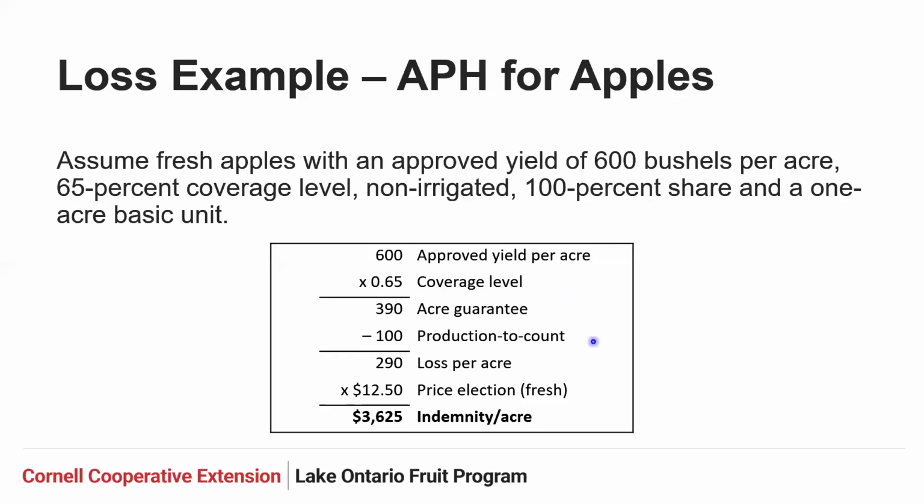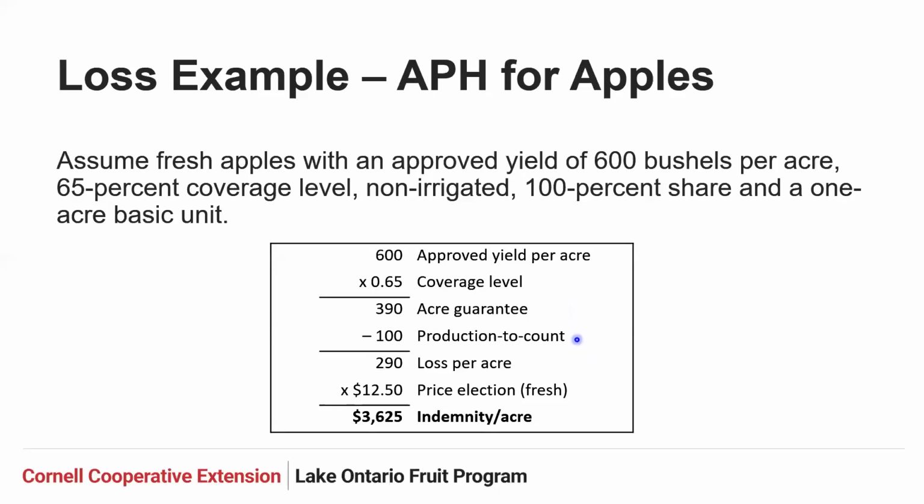Production to count. This is a measurement of the amount of crop harvested or the unharvested amount appraised by the adjuster in the field. It is the amount of "good fruit" that is there in the field. Loss per acre. The loss per acre in this example is the amount of fruit that will be compensated. The loss per acre is the acre guarantee minus the production to count.